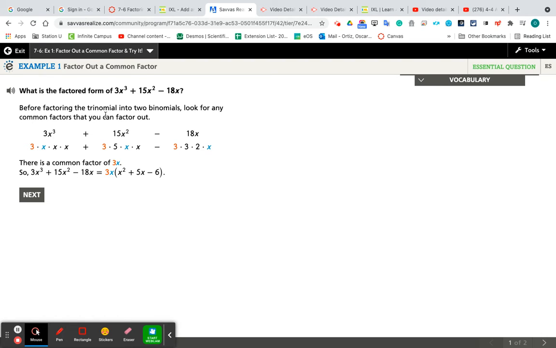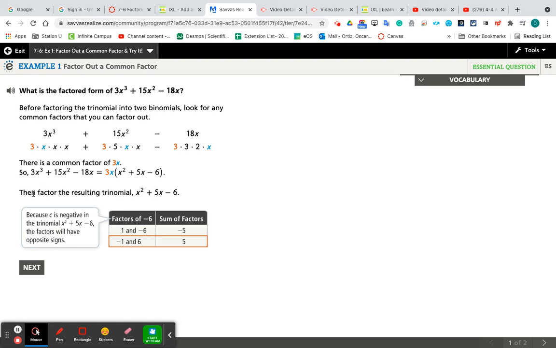And in this particular case, even x is a common factor. So outside the parentheses, we'll have 3x, and inside the parentheses, we'll have a regular trinomial that we learned how to factor last lesson. Remember, we find two numbers whose product is -6 and whose sum is 5. So in this particular case, those two numbers are 1 and -5.